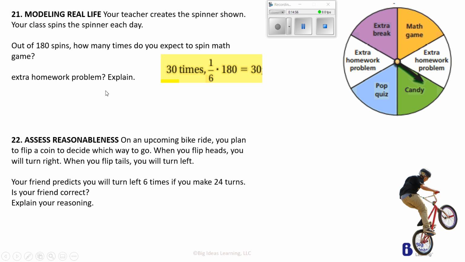It says extra homework problems. For the extra homework problem, there's two of these sections here. So that's 2 out of 6. So 180 times 2 out of 6 will give me 60 times.